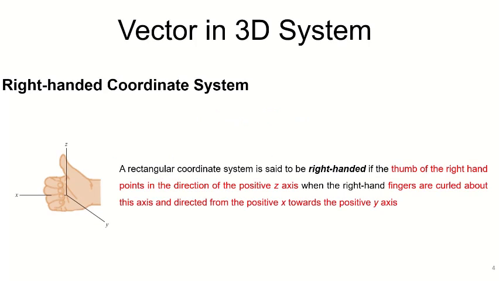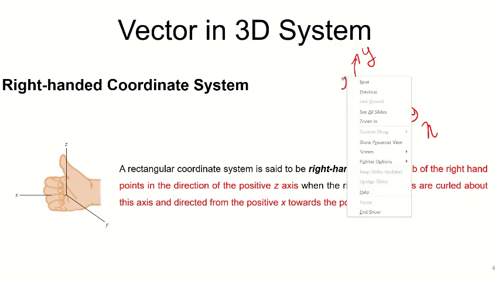So vectors in three-dimensional system, right? We have learned vectors in two-dimensional systems. When we learned about vectors in the two-dimensional system, we had only x and y axes, so there is no difficulty in finding the positive axis. You can take any axis as positive or negative. We learned that the unit vector along the x-axis is i and the unit vector along the y-axis is j, right?